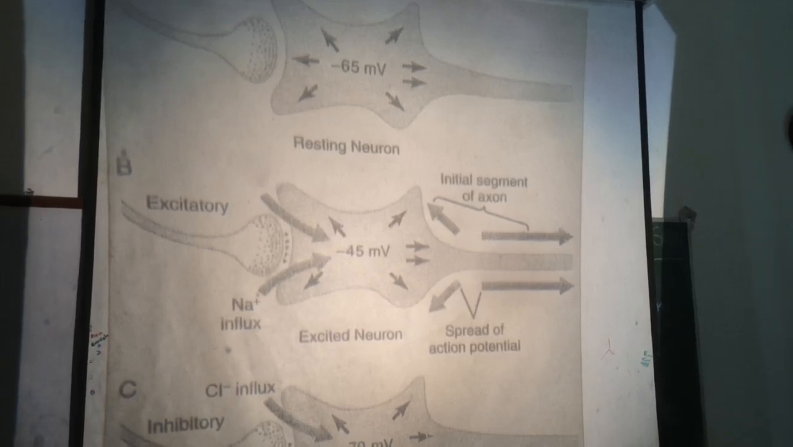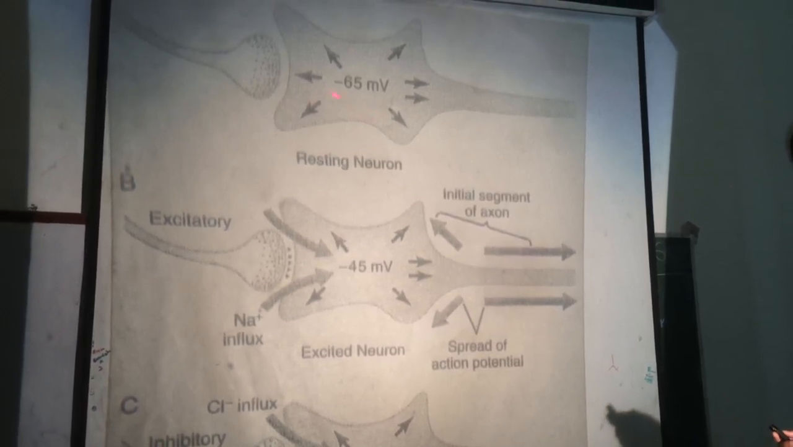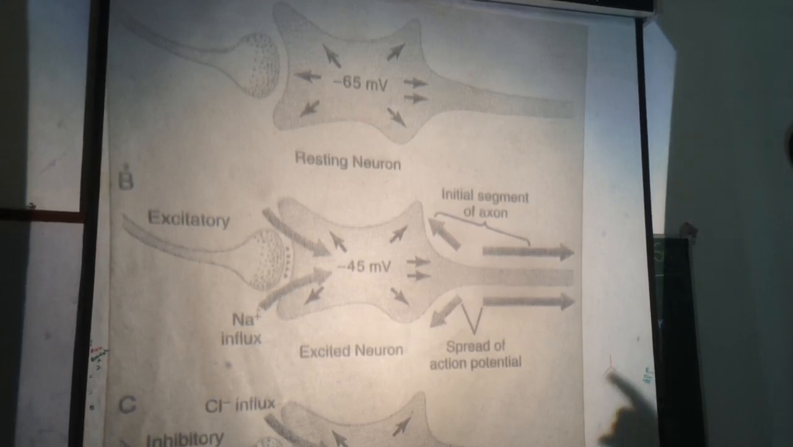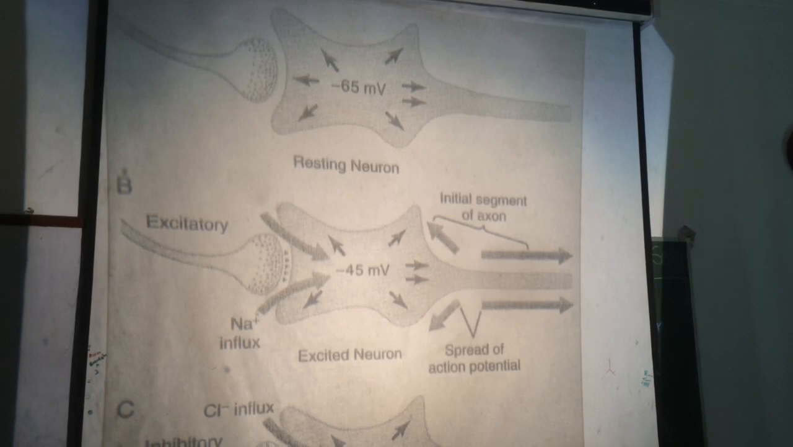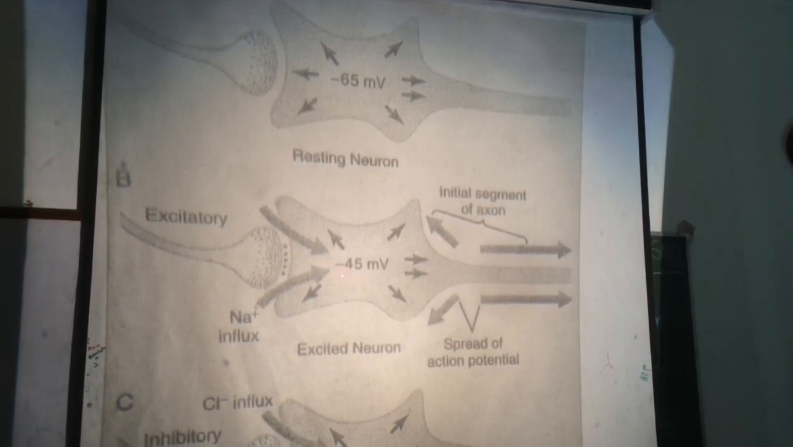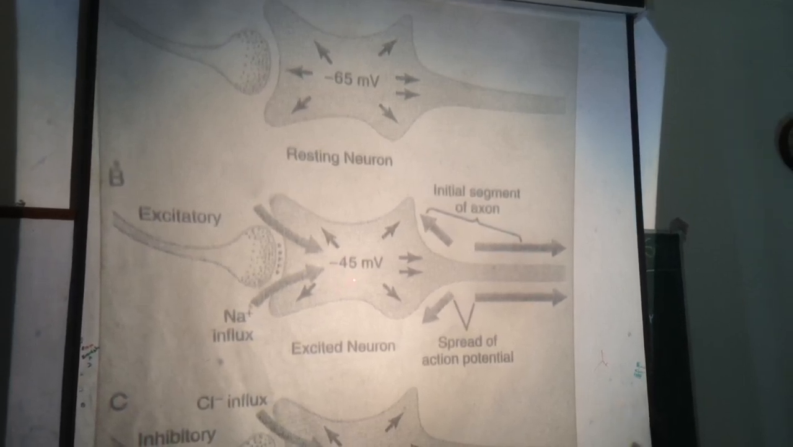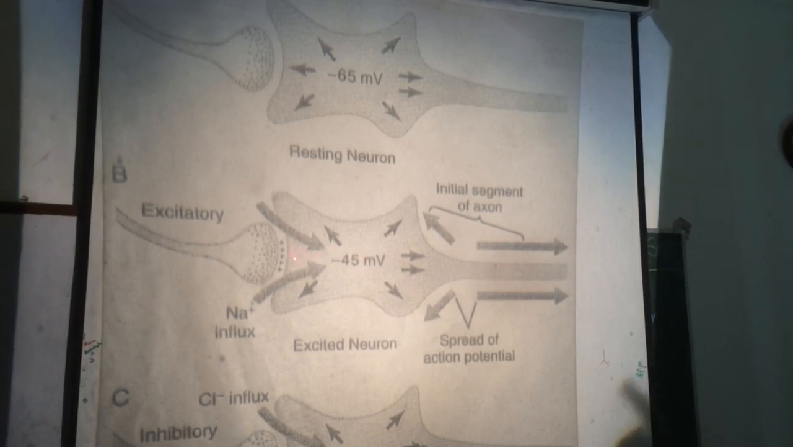Resting membrane potential in the cell body of the neuron is minus 65 millivolt. Now, because of EPSP, which resembles EPP, end plate potential in neuromuscular transmission, when the membrane potential reaches minus 45, which is the threshold of excitation, there is discharge of action potential along the nerve fiber. So minus 45 millivolt is the threshold of excitation.